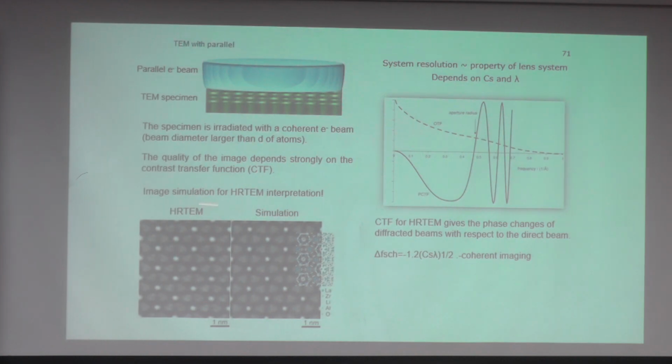So an HRTEM image is not a direct image, because you have different focuses. You can change the focus value and get different images. Only at a specific focus value will the dark areas correspond to the atomic areas, and the bright not. In other cases, you need the image simulation.